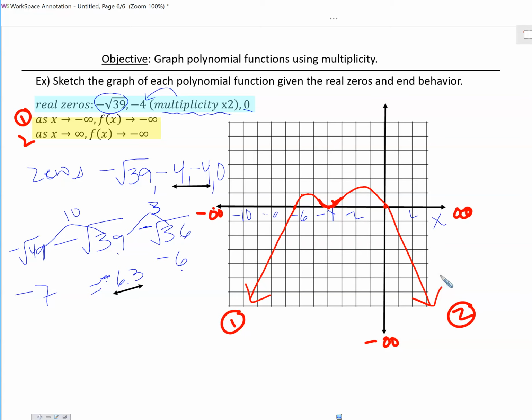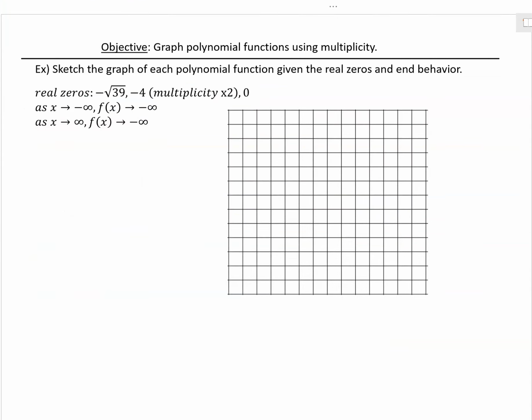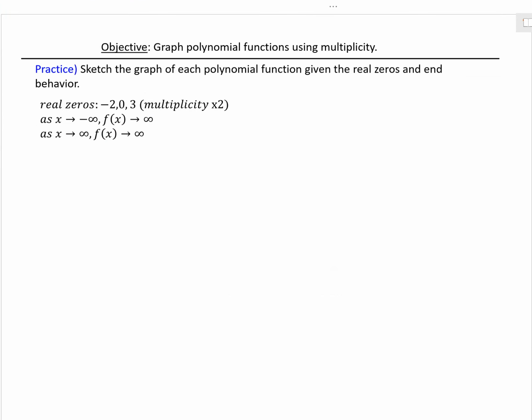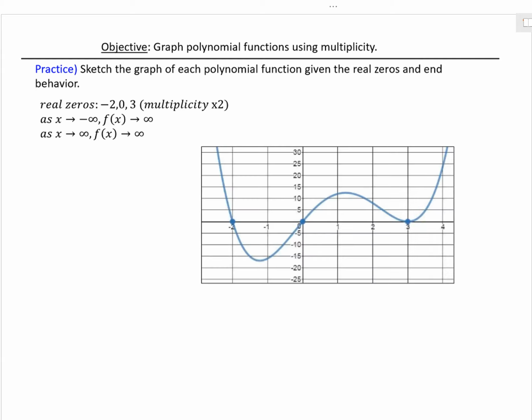All right, I think the next is a practice. Let's see if I'm right about that. Yep. So for this practice, I want you to pause the video, sketch a graph of this using the information here, and then start the video again so you can check your graph. All right, let's take a look and see what our graph should look like.